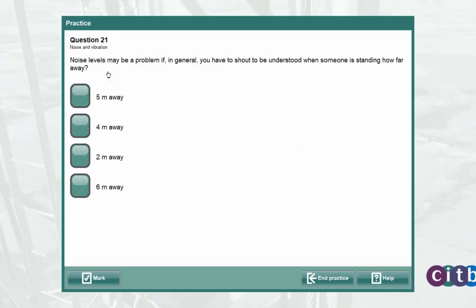Noise levels may be a problem if, in general, you have to shout to be understood when someone is standing how far away? 5 meters away. 4 meters away. 2 meters away. 6 meters away.